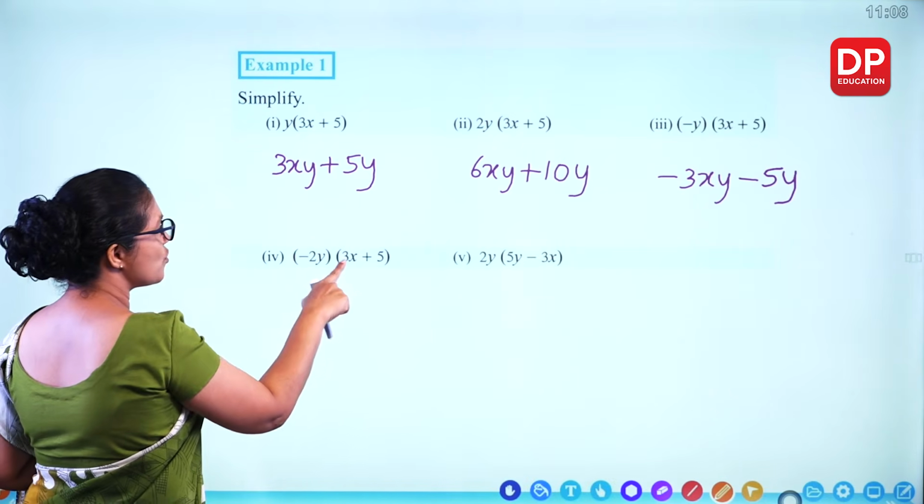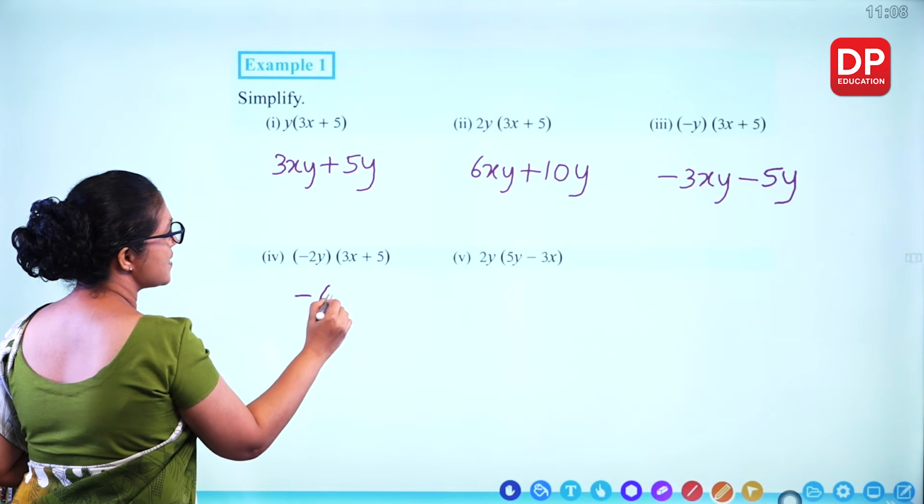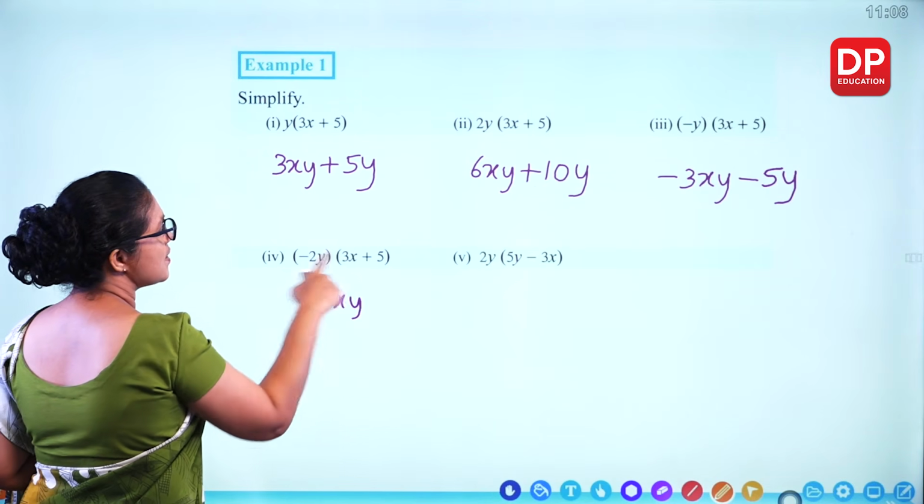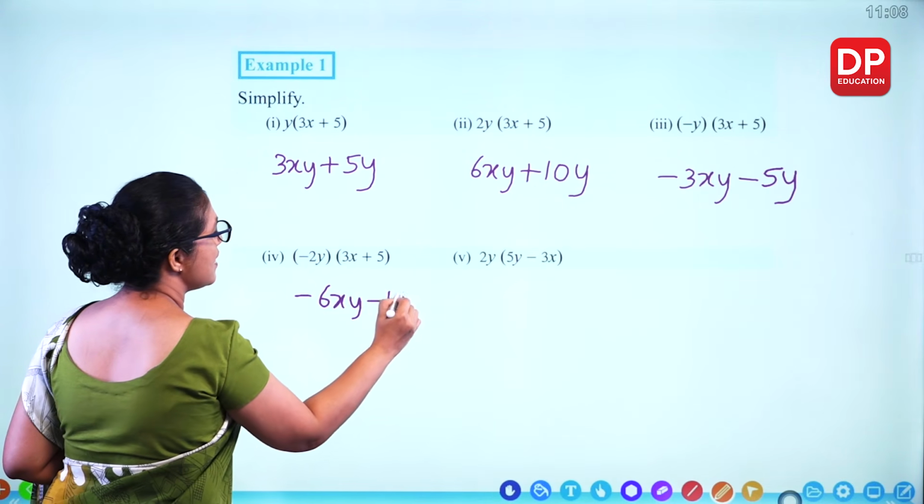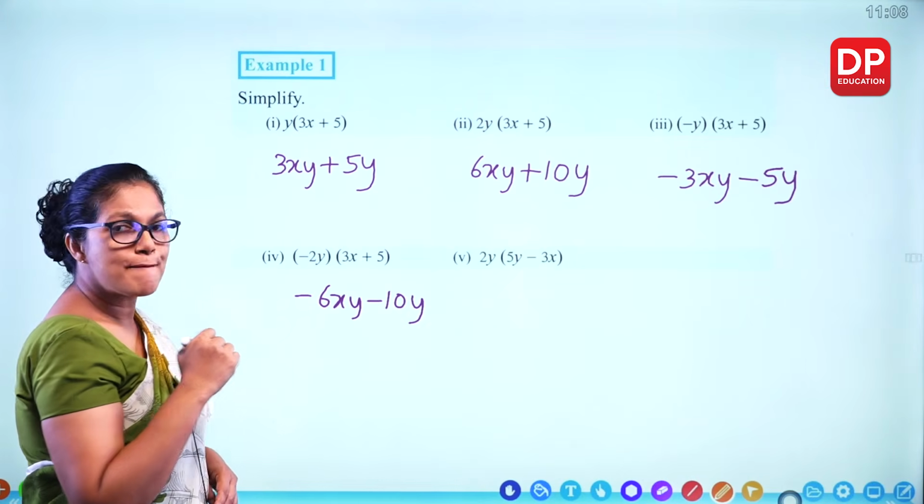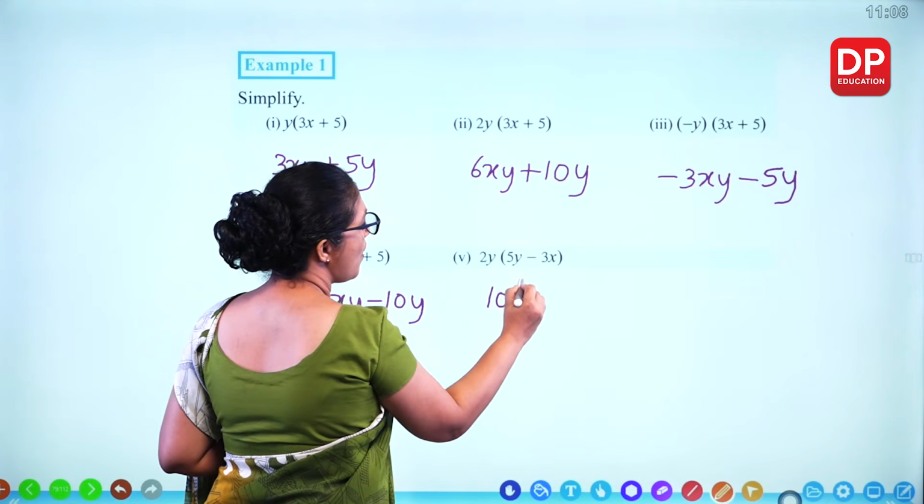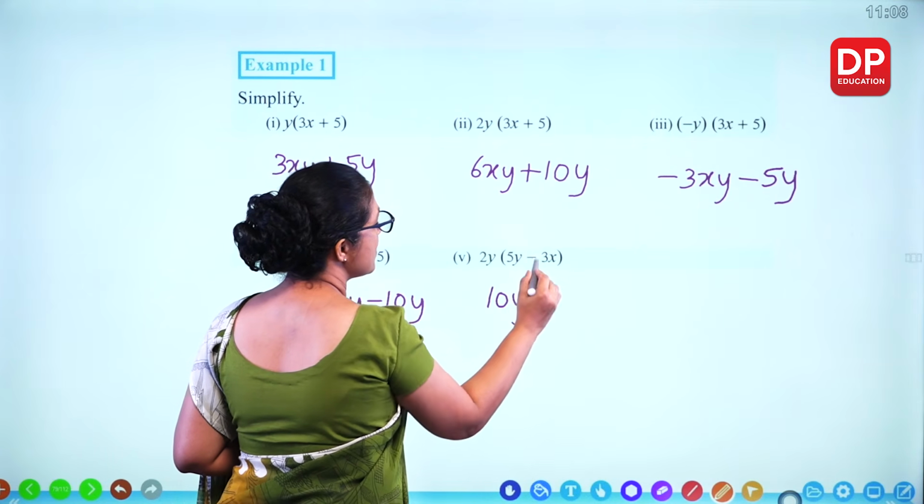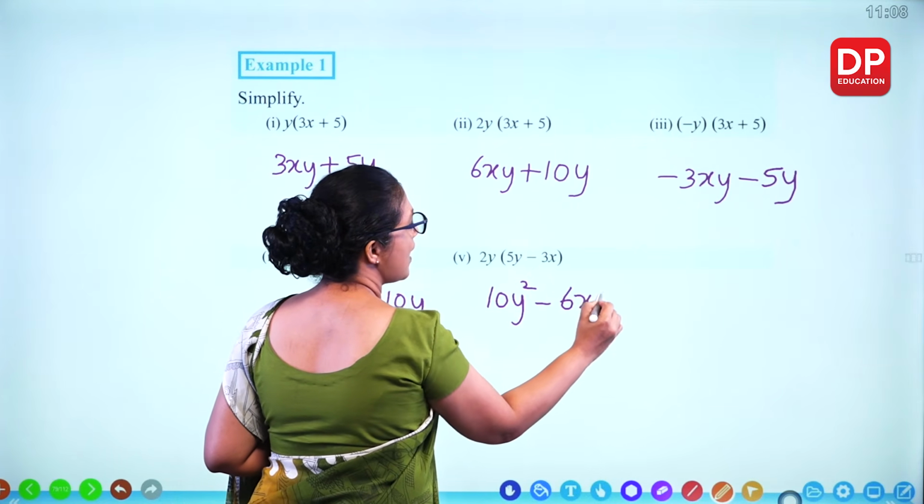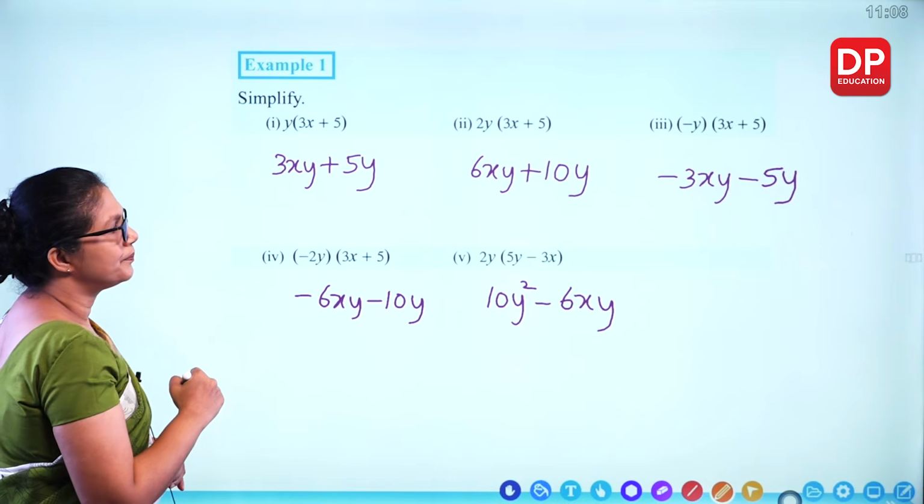This one, minus 2 times 3, minus 6xy. Minus into plus, minus 10y. This one, 2 times 5, 10, y into y, y squared. Then minus 3 times 2, 6, x, y.